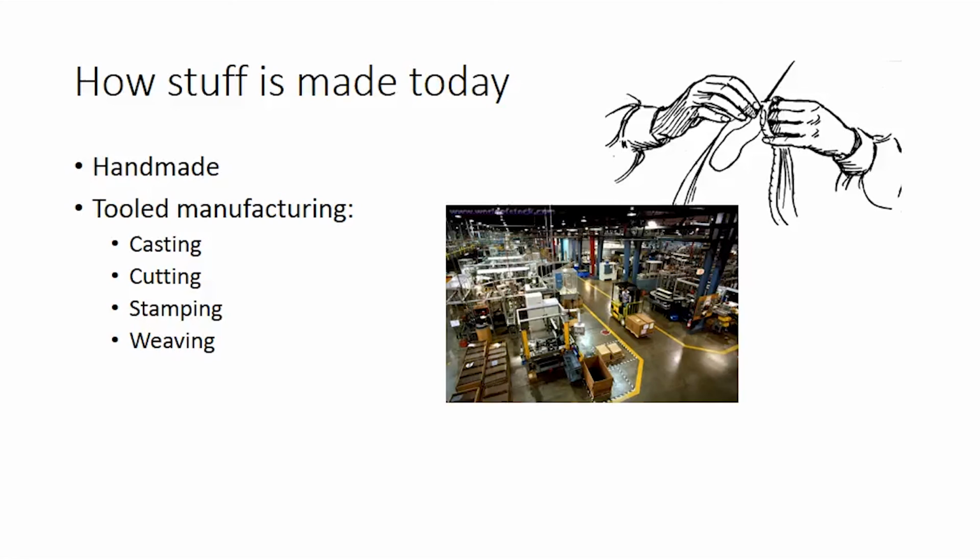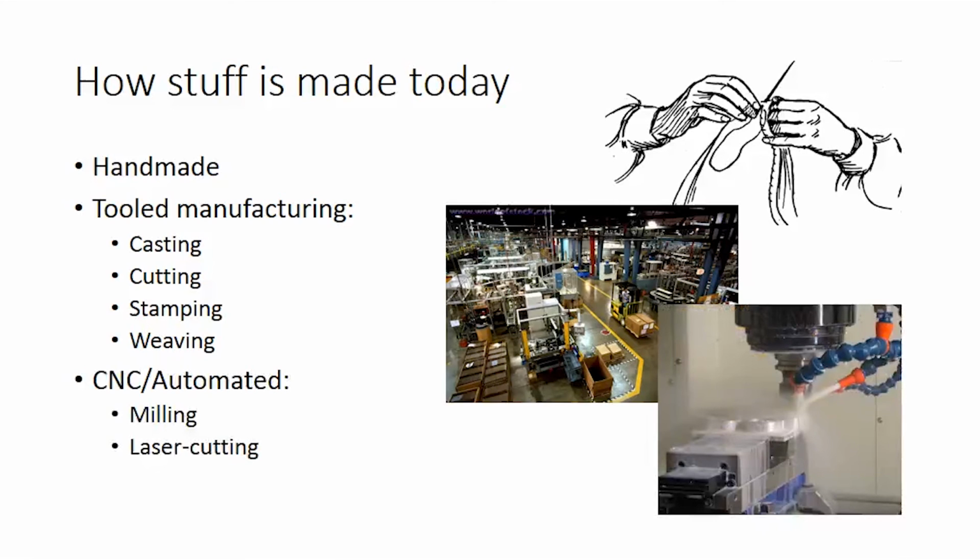Now there's something that's in between, which is CNC automated machining. This is like milling and laser cutting, and 3D printing also kind of falls into this category. This is where you have high repeatability because there's high precision in the movement of the parts. Basically, it's a computer-controlled machine that has a tool of some kind that moves around and makes a part out of material.